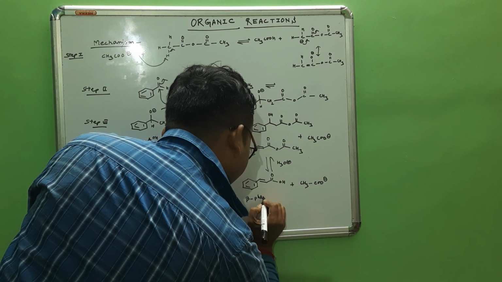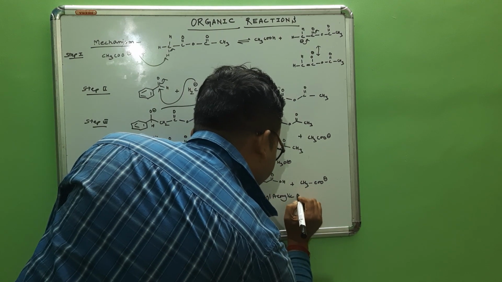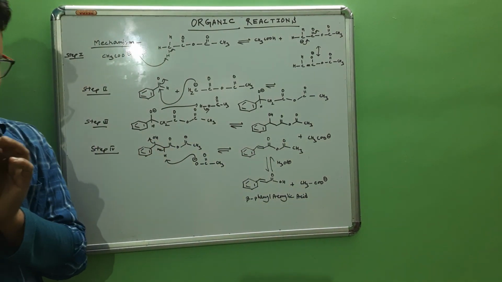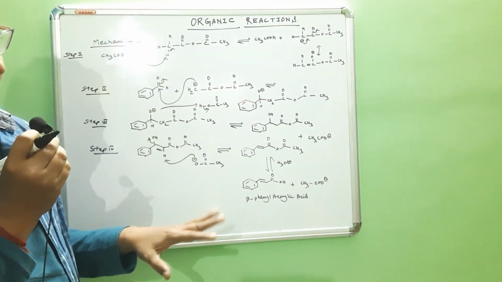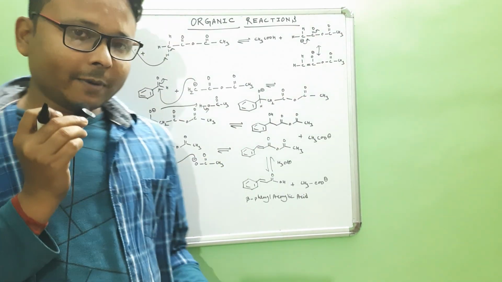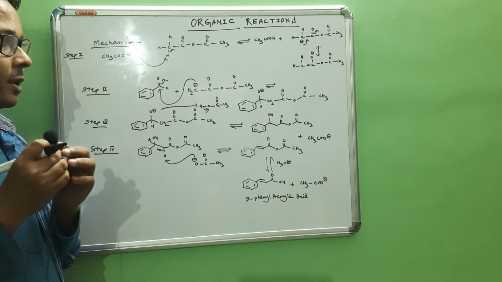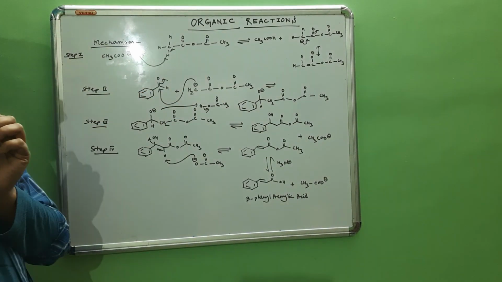Beta-phenyl acrylic acid. Okay, my dear friends. So this is all about the Perkin reaction. You all see the general scheme of the Perkin reaction, what happened in the Perkin reaction, the definition of the Perkin reaction, and the detail of the mechanism of the Perkin reaction.